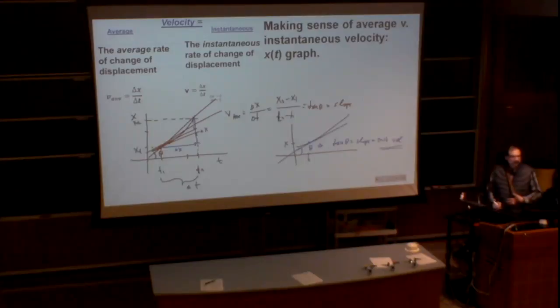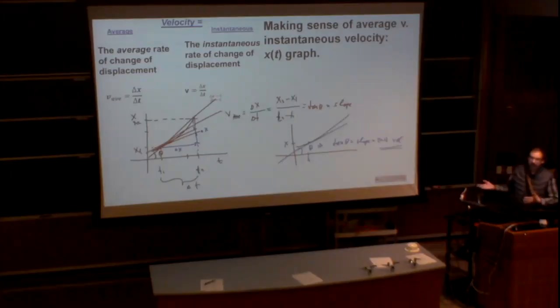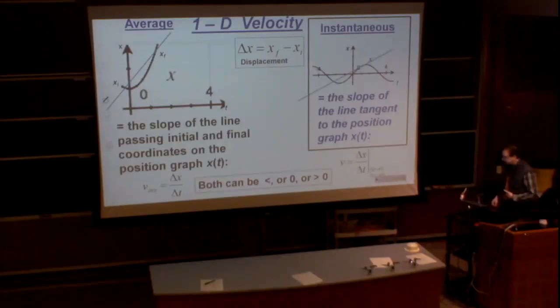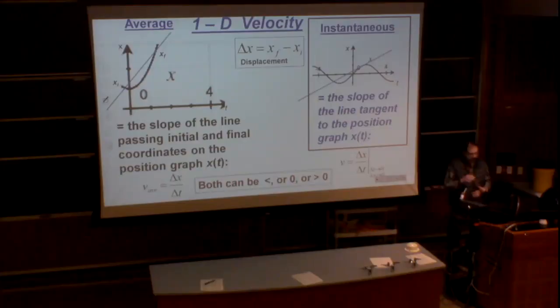Now, of course, we can immediately refresh our knowledge about slopes. A slope can be positive, a slope can be negative, a slope can be zero, like velocity can. And well, this slide just represents the summary of everything I just said. So question, please.